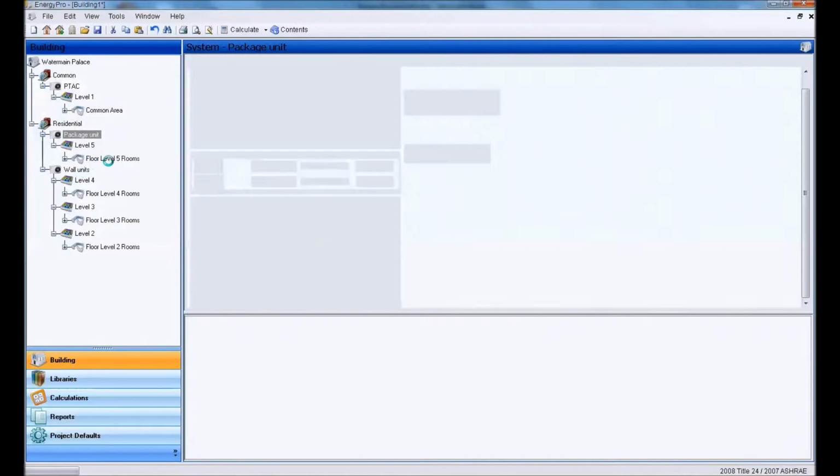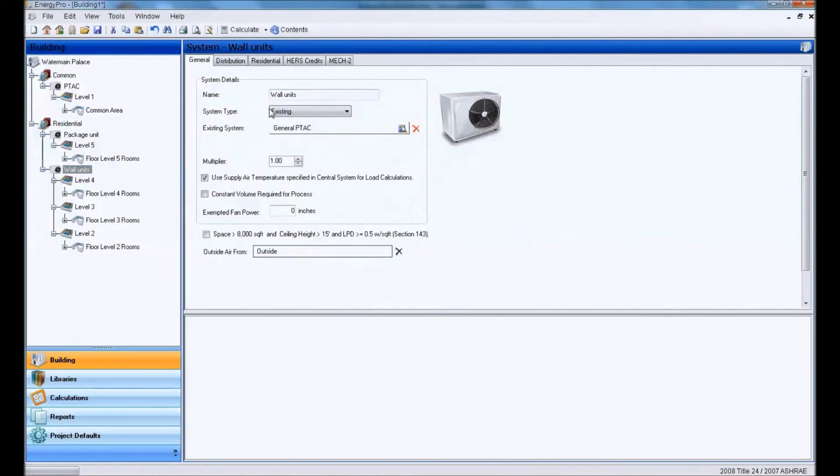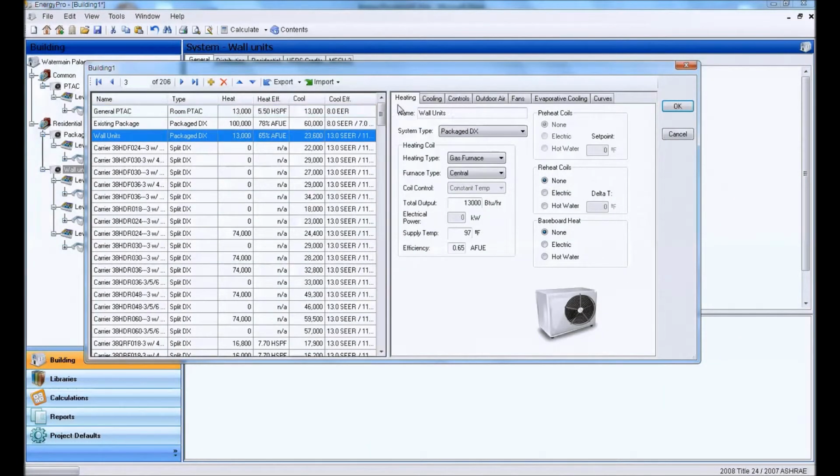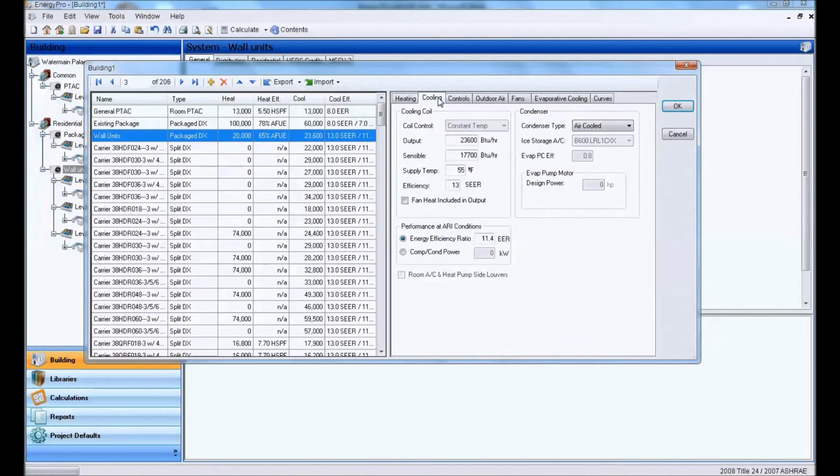Moving on to our individual space heaters. Again, the general icon. We're going to name our convention accordingly. Click our system and set up our wall heaters as package units. They're all gas furnace. Should not be central. Should be all room. Relatively low BTU output on these, and a really low efficiency.